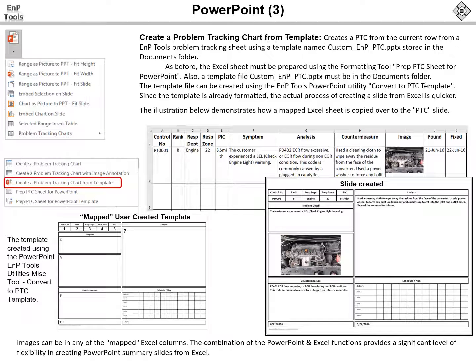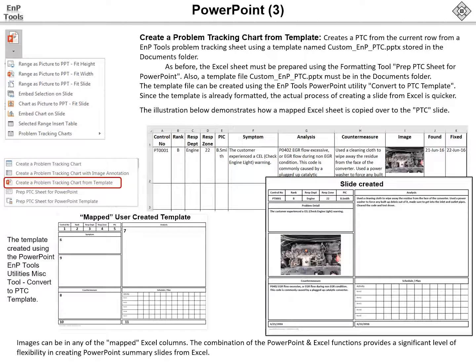The next function provides additional flexibility, since it allows you to utilize a template that you yourself create in PowerPoint. Create a problem tracking chart from template. Creates a slide from the current row of the EnP Tools formatted sheet. It uses a previously created slide template named Custom EnP PTC, stored in the Documents folder.